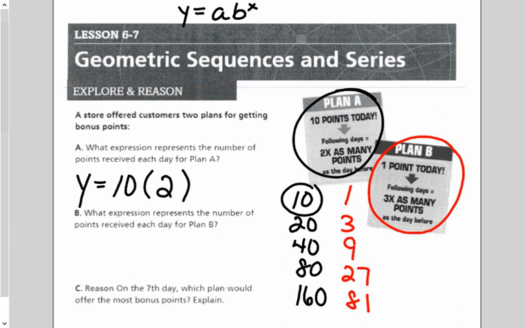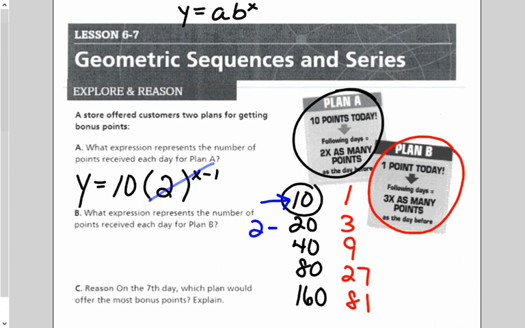But in the exponent, instead of just putting an x, we're actually going to put an x minus 1 because the points don't really start doubling until the second day, right? So if we think about this, on day 1, we would have 1 minus 1 in the exponent, which is 0. 2 to the 0 is just 1. And 1 times 10 is 10. So that's how many you would have on day 1, right?